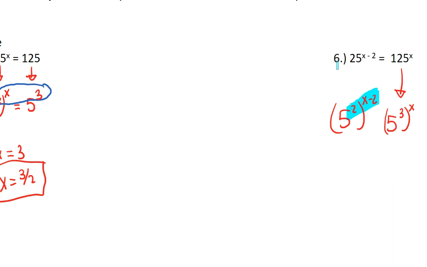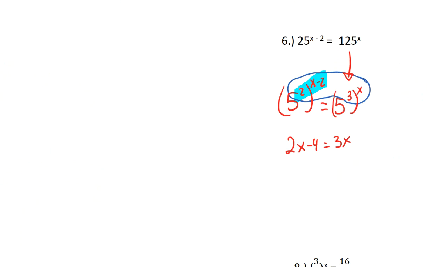Because it's an exponent to an exponent, you need to multiply. So it becomes 2x minus 4, and that's going to equal 3x. And again, I can only do this now because the bases are the same. And then I'll solve like a normal equation. I will subtract 2x from both sides. So I'll get -4 equals x.